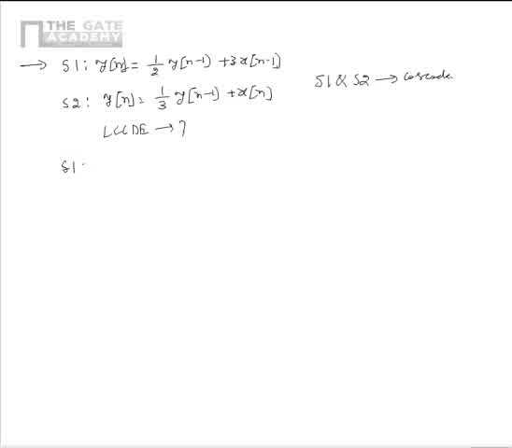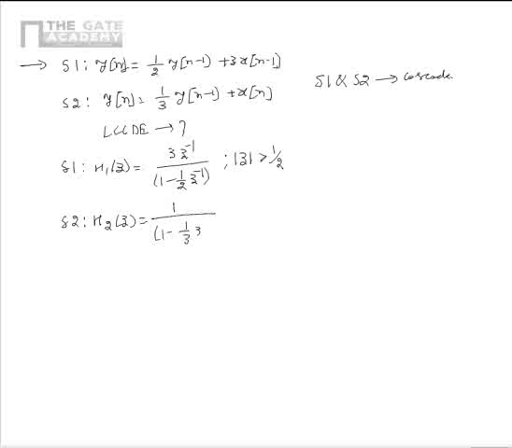From the given data, we see that the system S1 has the system function H1(z) = 3z^-1/(1 - 1/2 z^-1). This is by taking the z-transform on both sides of LCCDE 1. So the ROC of S1 is |z| > 1/2. Similarly, the system S2 has the system function H2(z) = 1/(1 - 1/3 z^-1), with the ROC of |z| > 1/3.